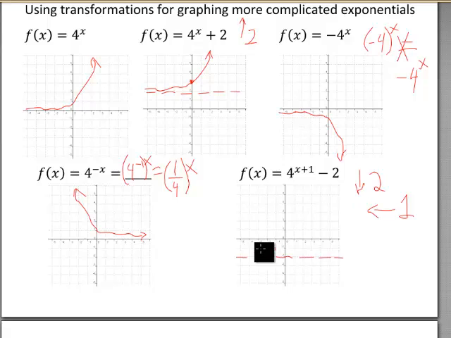And now again, we're just ready to draw our graph. So the new graph looks like so. Okay? So there's our graph. Shifted down 2 and to the left 1.